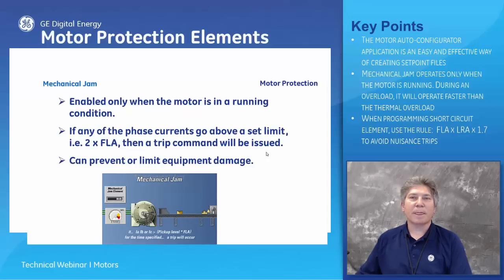Mechanical jam. This element is only enabled when the motor is in a running condition. If any of the phase currents go above normal to a set limit, say 2 times FLA, then a trip command will be issued. This element reacts faster than the thermal overload.